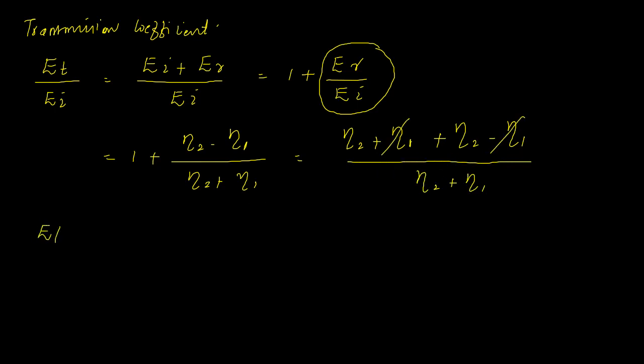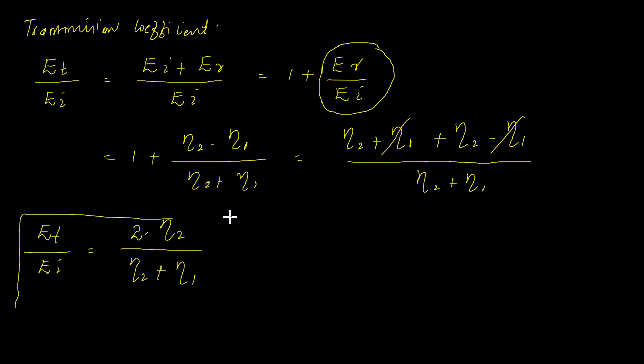So the transmission coefficient ET, in terms of the electric field intensity, is 2 times eta 2 by eta 2 plus eta 1. Eta 2 and eta 1 are the intrinsic impedances of medium 1 and 2. So this is the transmission coefficient.